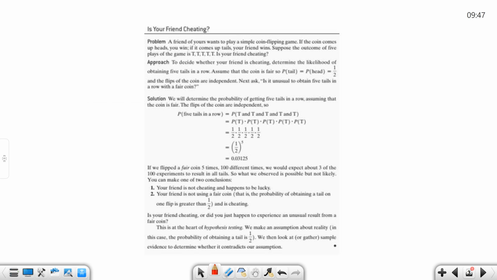So here, let's talk about, is your friend cheating? This sort of speaks to the essence of why we hypothesis test, all right? So let's say that your friend wants to play a simple coin flipping game. They tell you, hey, let's flip a coin, and if it comes up heads, you win. If it comes up tails, your friend wins, okay? And so your friend flips the coin and gets tails and goes, ha, I won. You're like, okay, that's fine, flip it again. Your friend flips the coin again and goes, tails, ha, I win. And you're like, okay, that's fine, let's do it again.